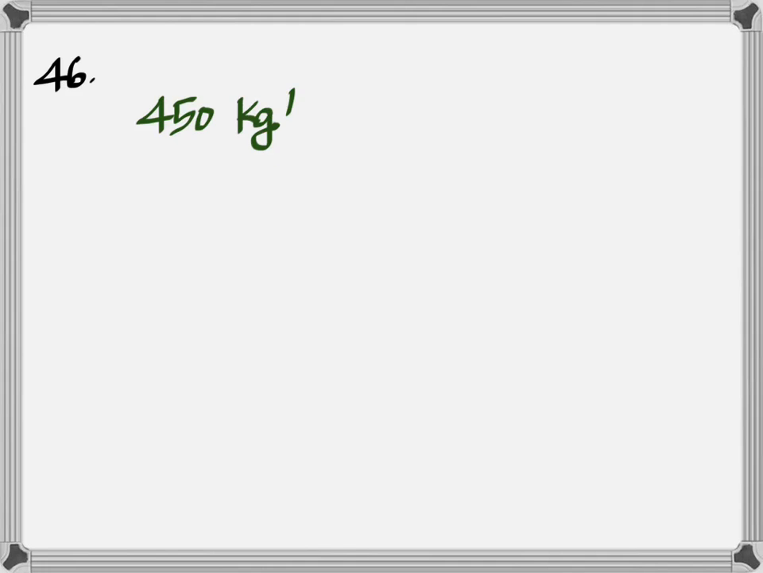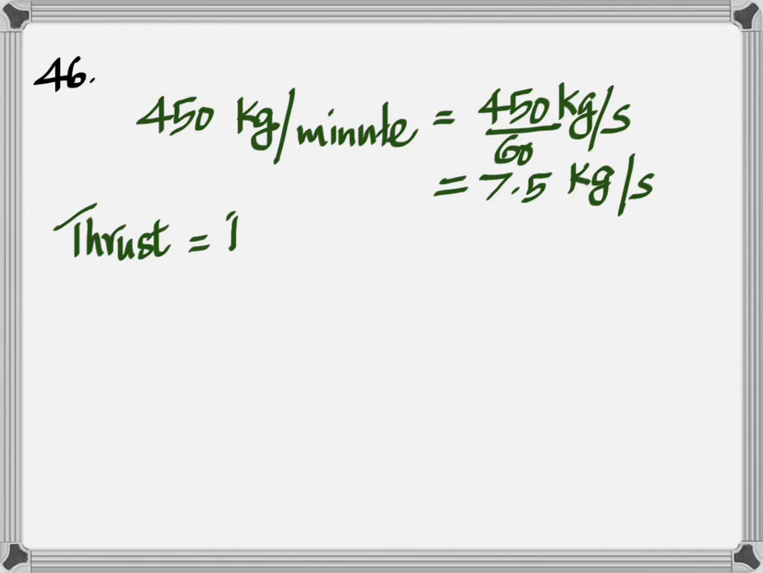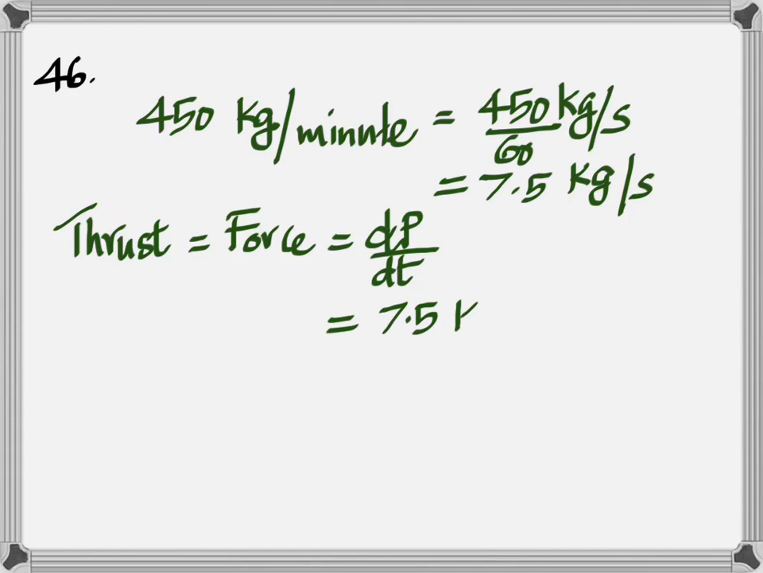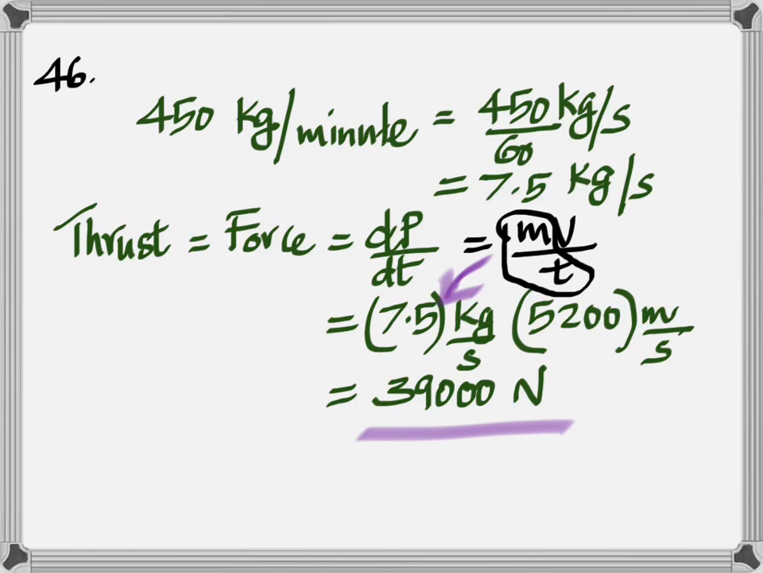So in this question, 450 kilograms per minute. Change it into per second. So that's the mass in 1 second. Thrust means force. And force is dP by dt, just like torque is dL by dt. Right? Same thing. Force is dP by dt. That's the change in momentum in 1 second. And so you have the m by t already given. I've put the units there so you can see. And that gives you 39,000 newtons.